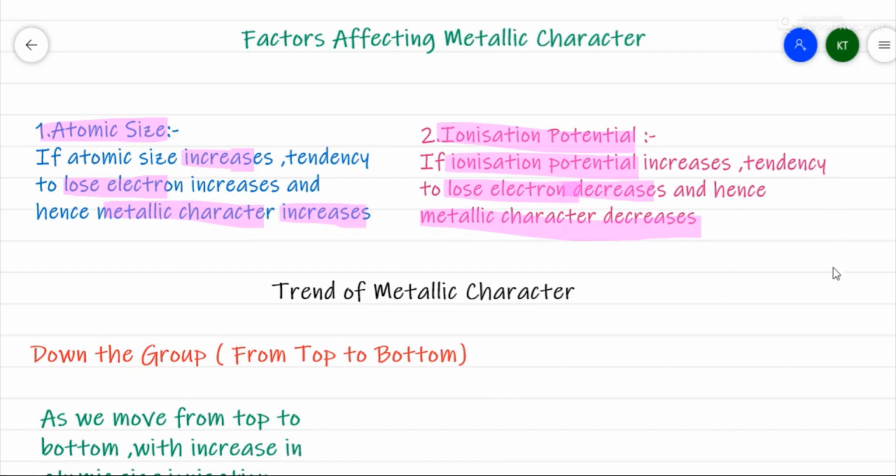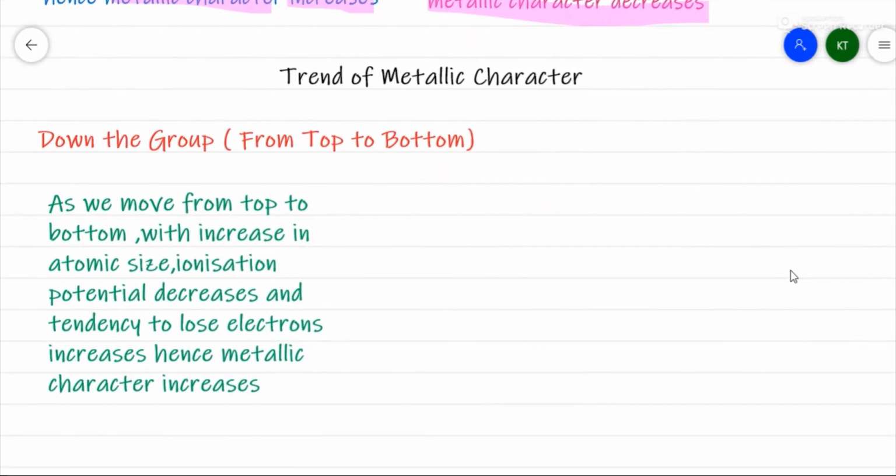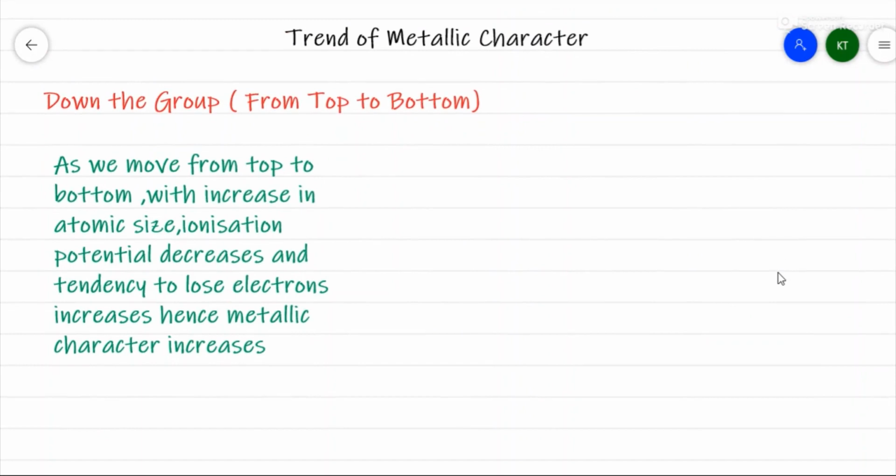Now let us see what is the trend of metallic character in the modern periodic table. The very first we are going to discuss is down the group, that is from top to bottom. What happens to the metallic character as I move from top to bottom? For this, I will take an example of one of the common groups in the modern periodic table, that is group 1, that is group 1A, or the first group, which is commonly known as alkali metals.